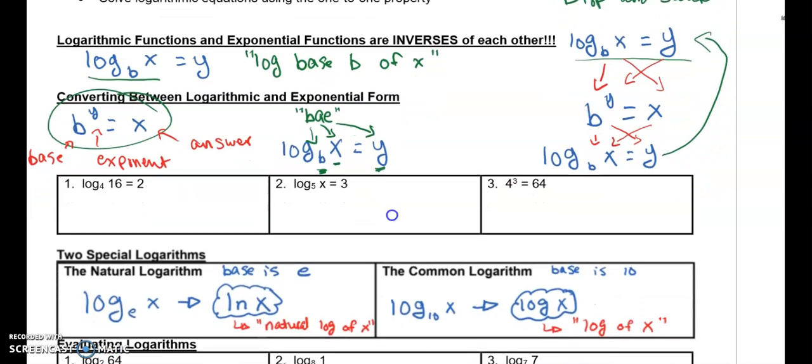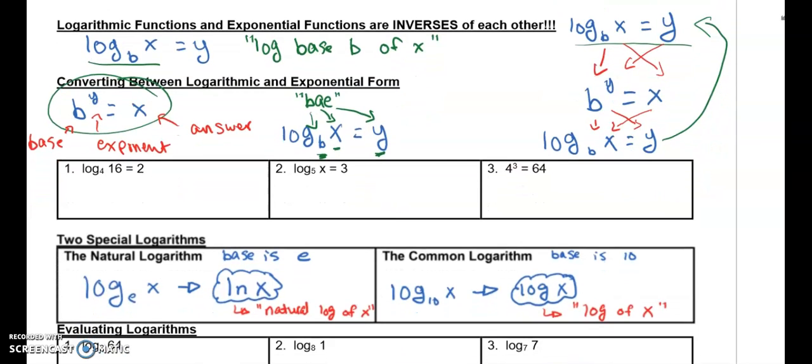All right, so first we'll just practice doing this. So I have log base 4 of 16 equals 2. I want to convert this. This is a log form, convert it to exponential. I'm going to drop the 4, and then I'll swap these 2. 4 to the second equals 16. And we know that that's true.